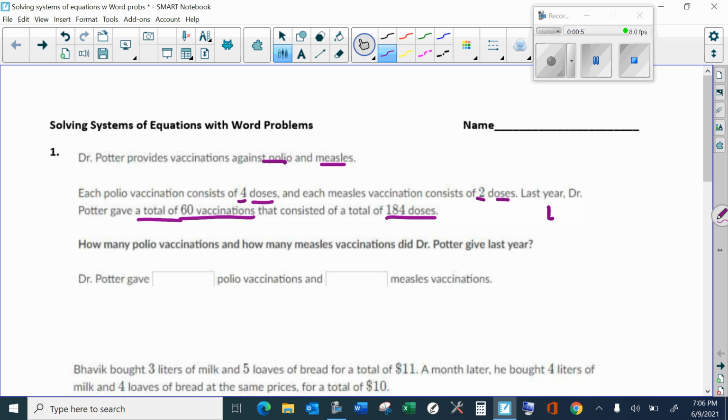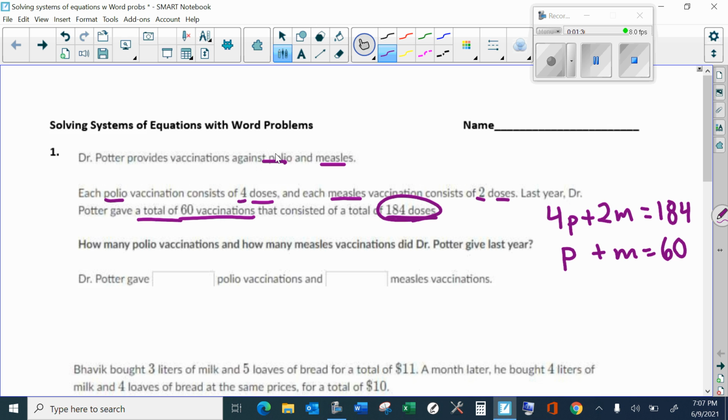4 doses per polio shot, so we'll say 4P for polio, and 2 doses for measles, M. And the total number of doses was 184. Okay, so notice all the doses are together in one equation. Now it says gave a total of 60 vaccinations. So polio vaccinations plus measles vaccinations equals a total of 60. Okay, so there's our 2 equations.